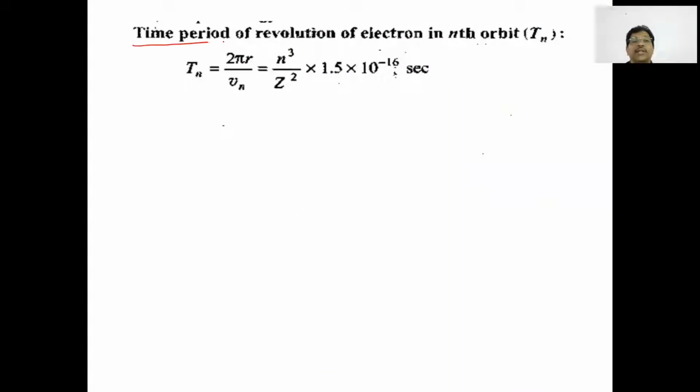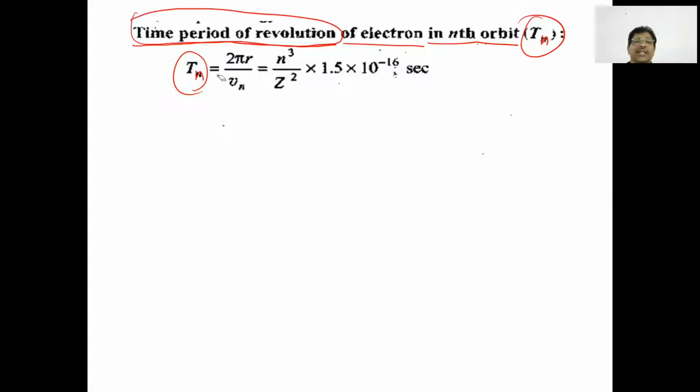Next, the time period of revolution. The time period of revolution of an electron in the nth orbit is given by Tn. How much time is taken for one revolution is called the time period. So Tn means the time period of revolution, and Tn is equal to the circumference of the circular orbit divided by the velocity of the electron in the nth orbit.